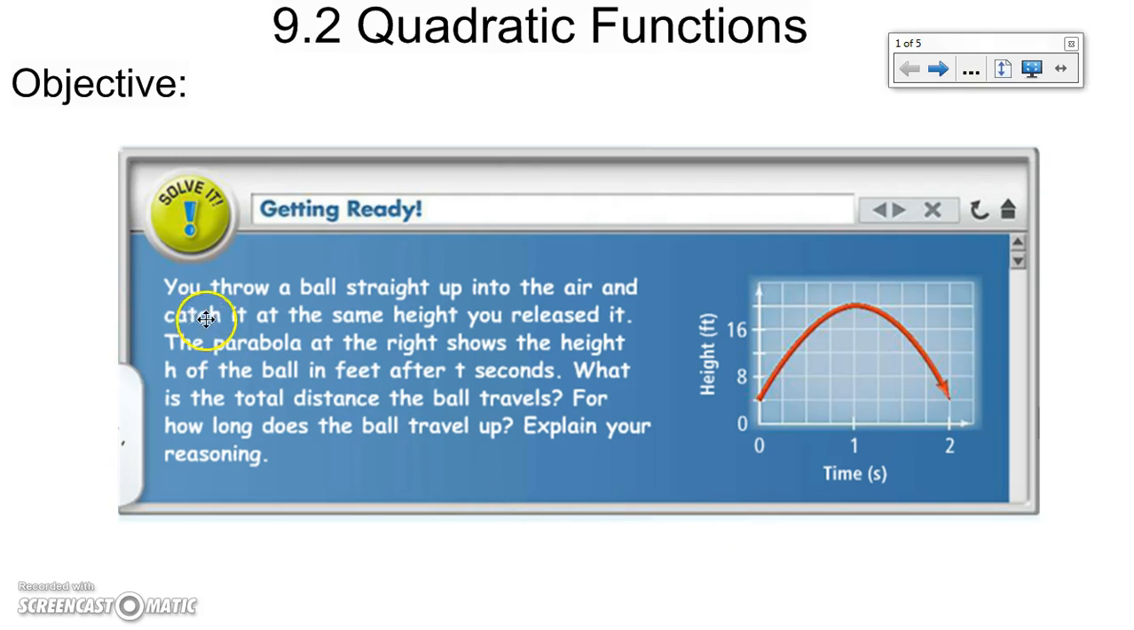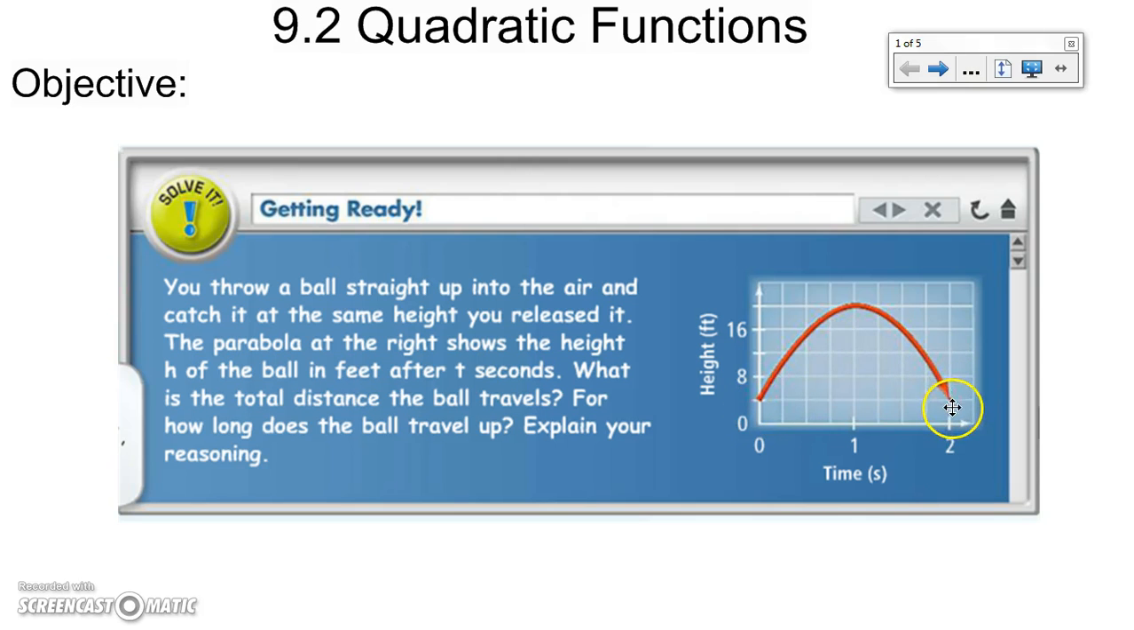If you read this, it says you throw a ball straight up into the air and catch it at the same height you released it. So this parabola is modeling the height of the ball in feet after a certain amount of time. In this case, it's seconds. So this isn't what the ball looks like when it's thrown. It's over time, how high is the ball. So for the total distance the ball travels, we're talking about it's going up and back down.